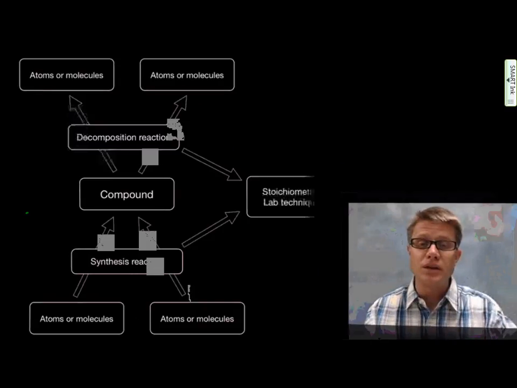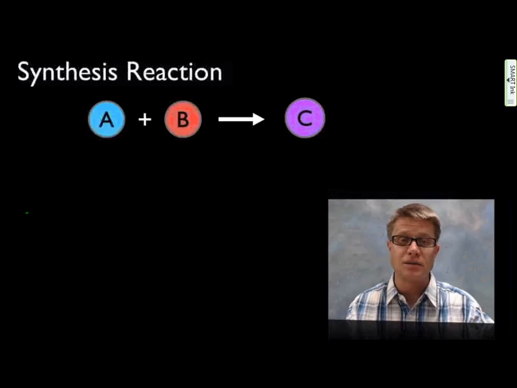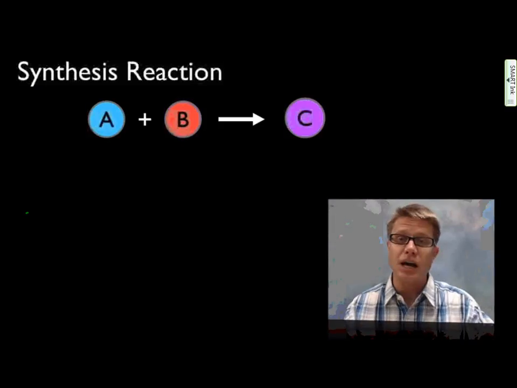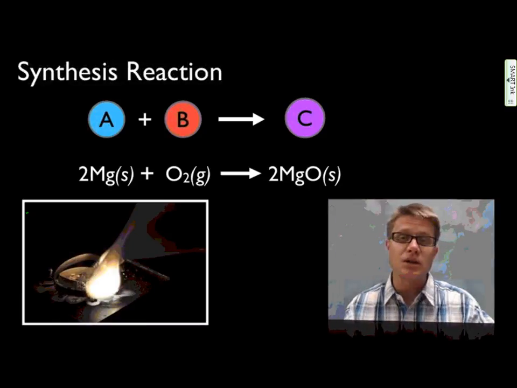And we can use both of these reactions in the chemistry lab to do simple stoichiometry and practice our lab techniques. And so synthesis reactions are when we're taking atoms and molecules and combining them together. So let me give you a couple of examples. Let's say we take magnesium, get it a little bit hot, and then allow it to combine with oxygen.